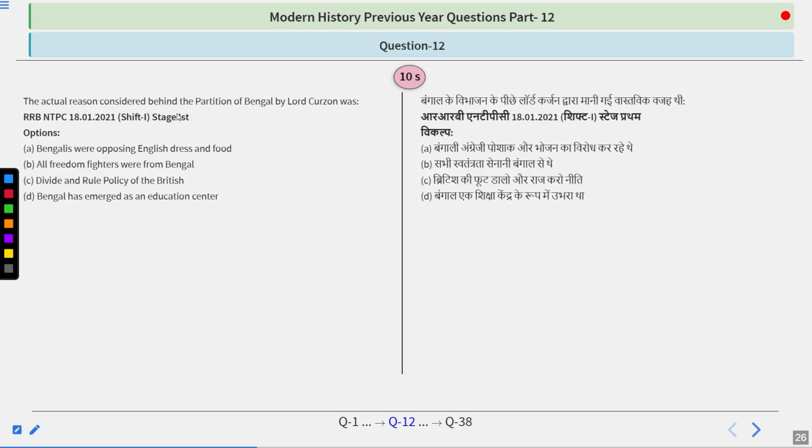The actual reason considered behind the partition of Bengal by Lord Curzon was: Bengalis were opposing English dress and food; all freedom fighters were from Bengal; divide and rule policy of the British; Bengal had emerged as an education center. Take your time.